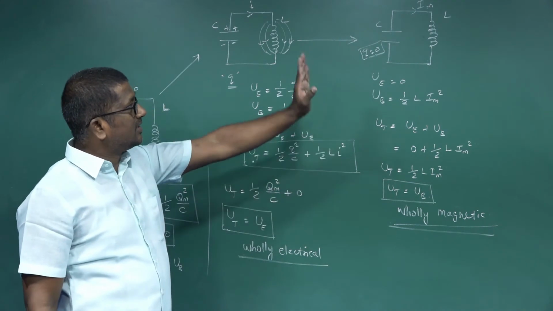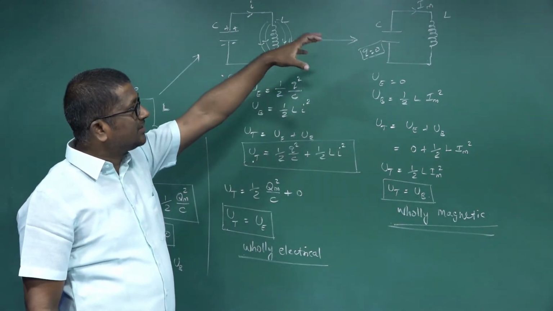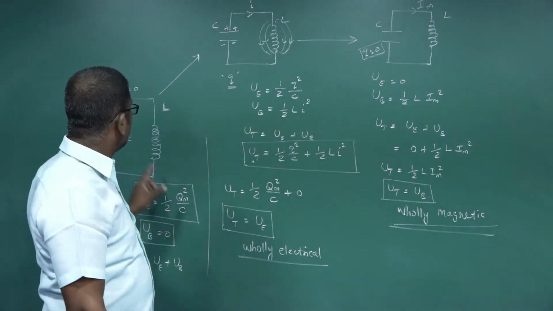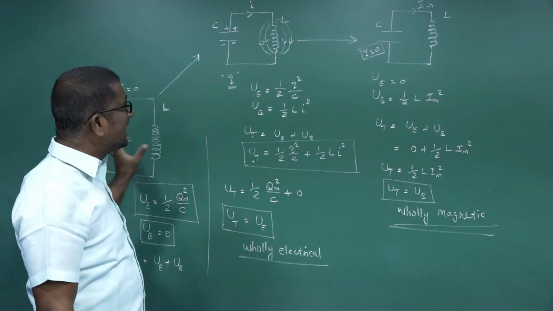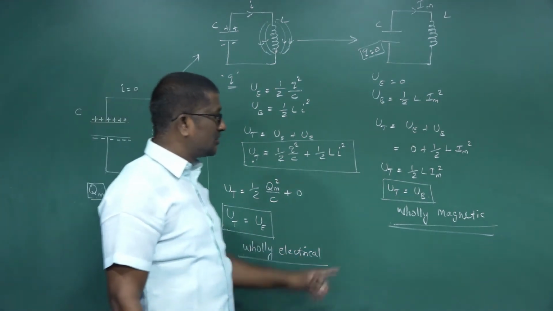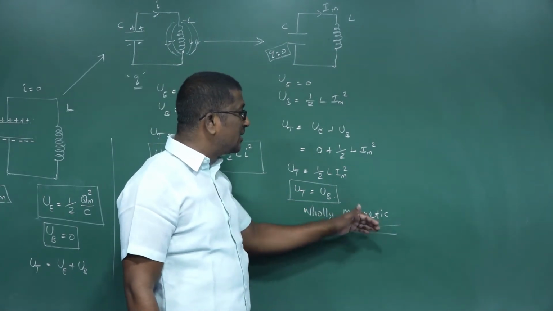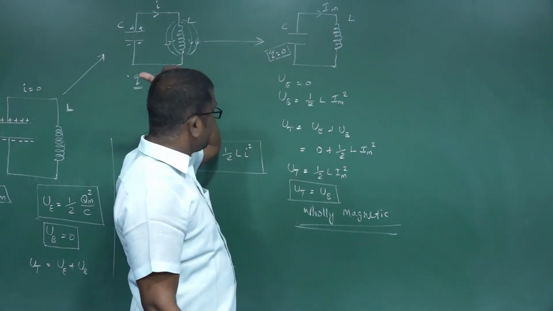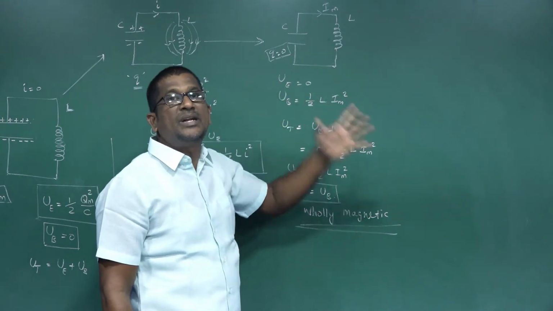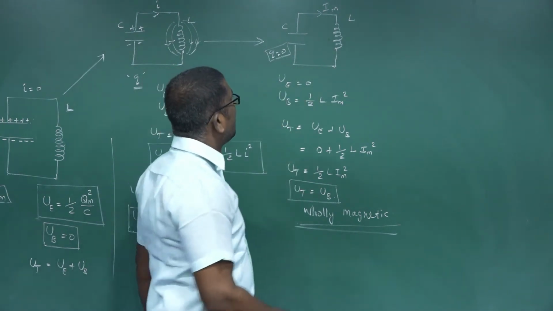In the third state, the total energy of the LC circuit is similar to the total energy of the LC circuit in the initial state. The only difference is that the total energy is completely magnetic in the third state, but in the first state, the total energy is completely electrical.